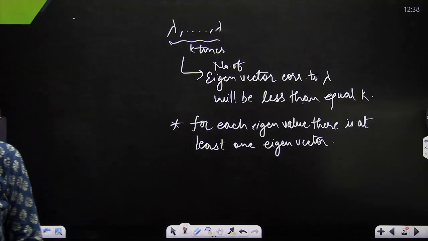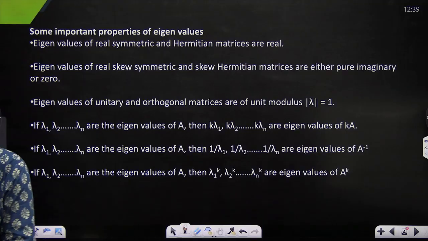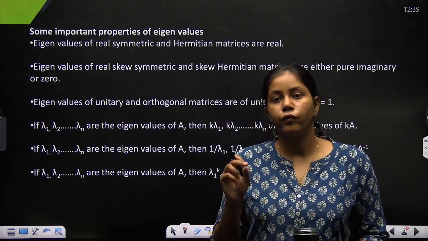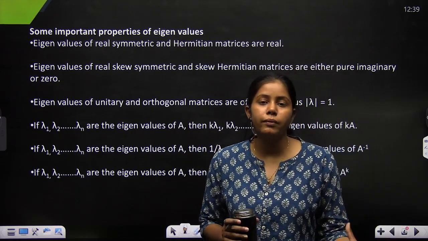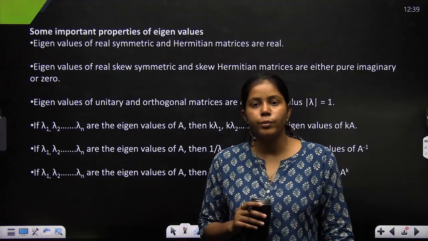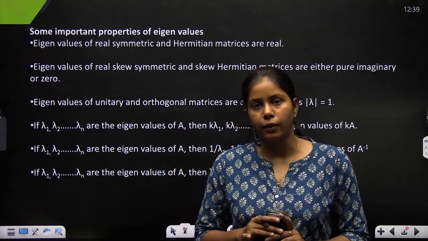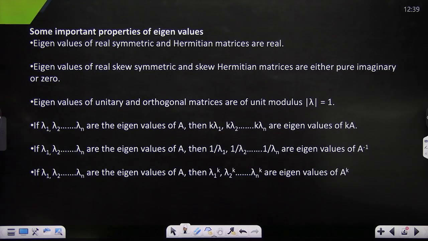Next we have to discuss some properties of eigenvalues. This is one of the important topics, because every time it is difficult to find eigenvalues for a 3x3 matrix or 4x4 matrix. So do we have any properties which would make our work easier and give us slightly better information other than finding the eigenvalues? We are going to discuss that. So what are those properties?